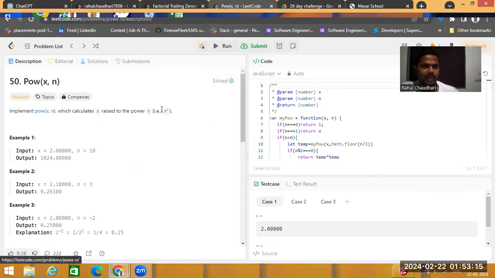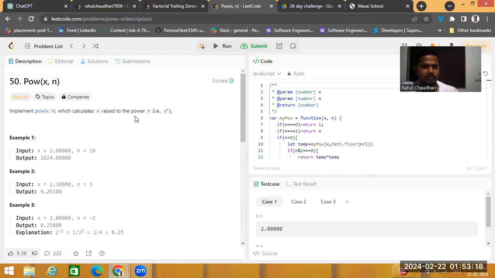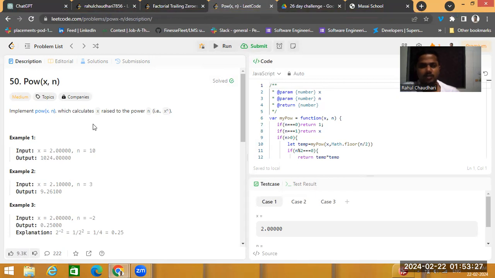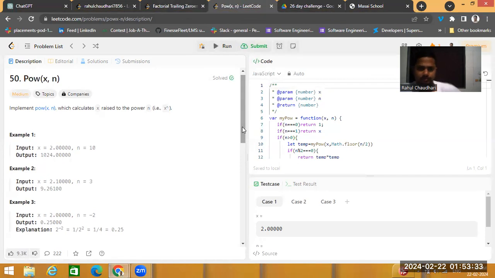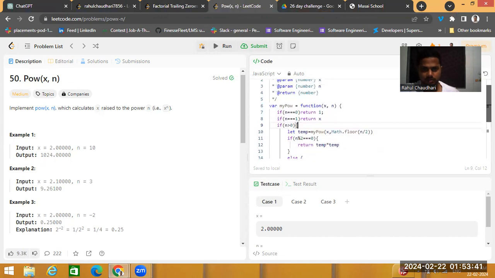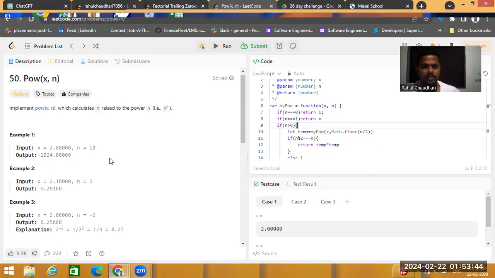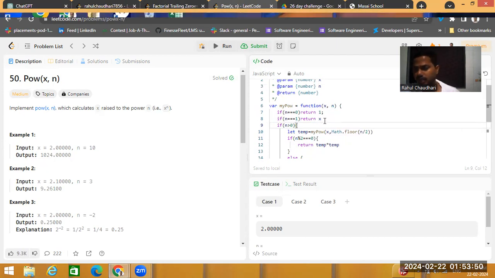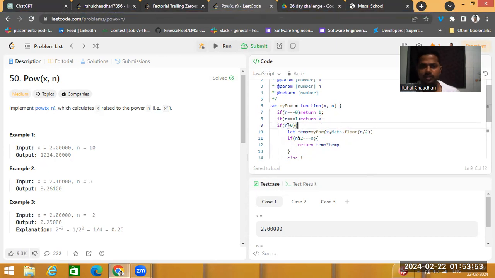And the second one is the power of xn. So this is a simple one. If we think brute force, in one line of code you can just do x double multiply n, and it will give the right result. But we want to get the result using recursion. So here is the recursion version. If n is 0, then it will always return 1. If n is 1, it will return the x value, right? And we need to take two conditions. If n is greater than 0, it means it's a positive value.